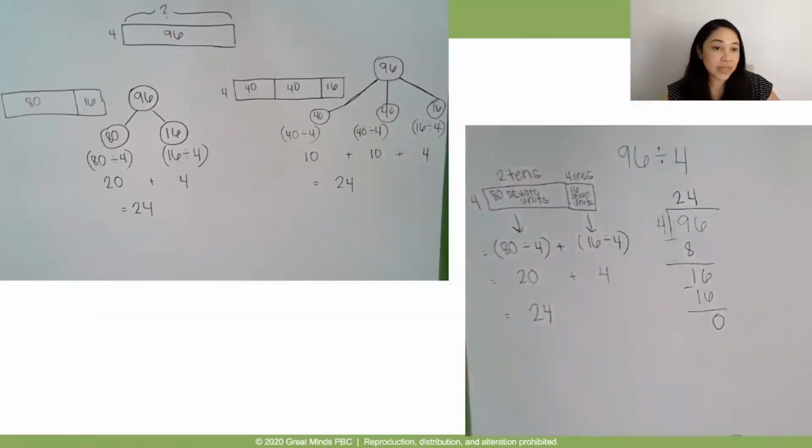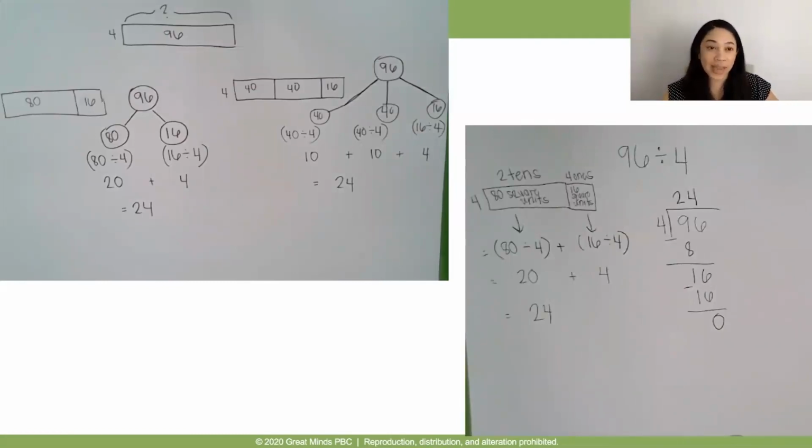We just solved 96 divided by 4 using the area model in different ways. I'd like you to go ahead and pause the video here and review our work. See if you can explain our work by reconstructing what we just did, step by step. See if you can determine how they differ from one another.